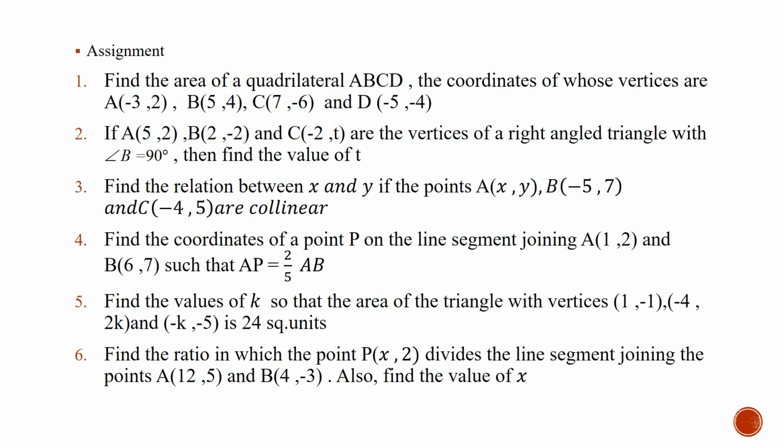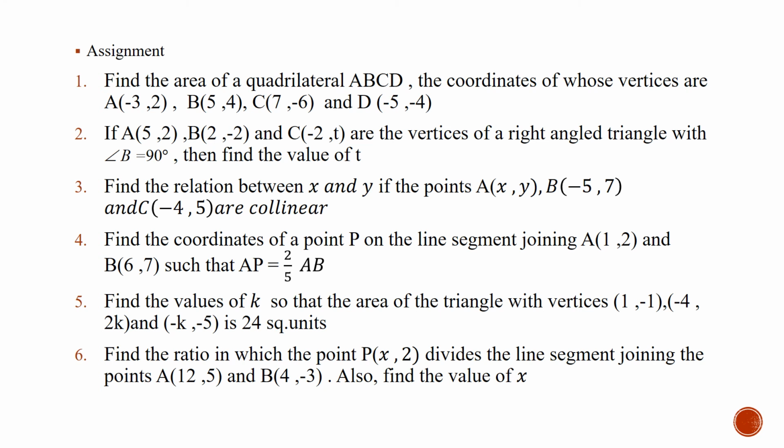Let us do some questions based on the lesson coordinate geometry. Find the area of the quadrilateral ABCD, the coordinates of whose vertices are A(-3, 2), B(5, 4), C(7, -6) and D(-5, -4). Here you can draw a diagonal and divide the quadrilateral into two triangles and find the area of the first triangle, the area of the second triangle and add them.